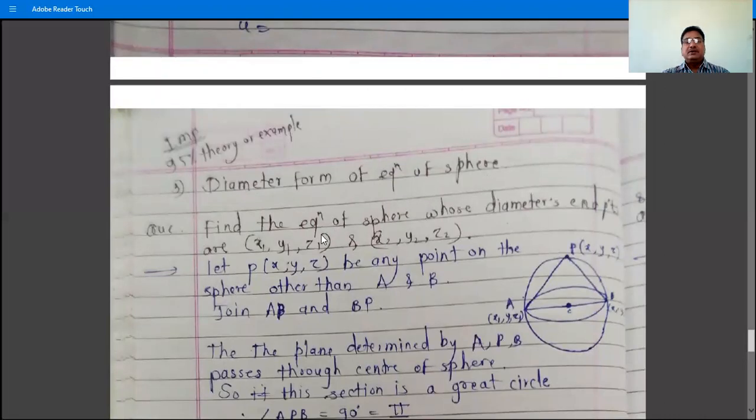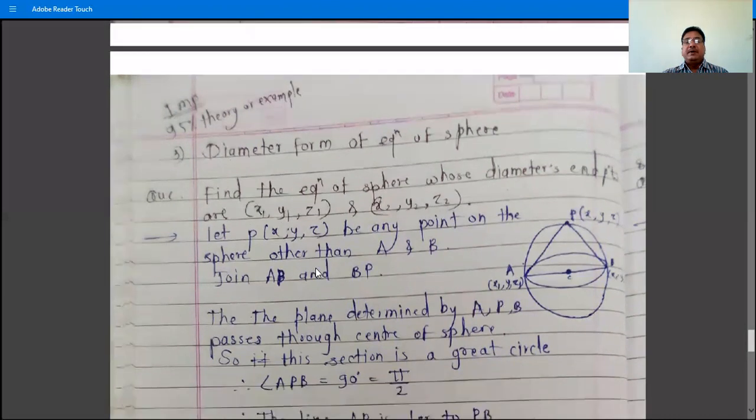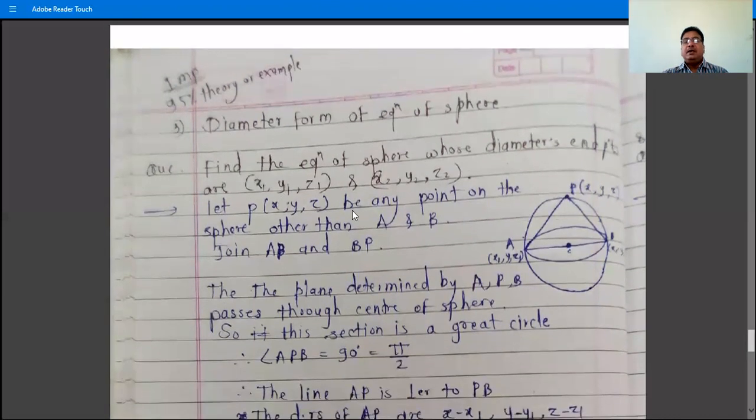So, a straightforward question: find the equation of the sphere whose diameter has end points (x1, y1, z1) and (x2, y2, z2). These are the end points of the diameter. Now we have to find the equation of the sphere. Let P be (x, y, z).